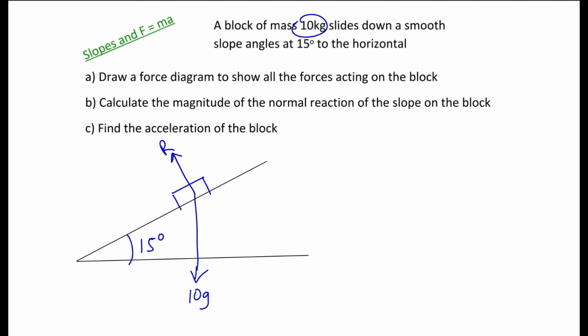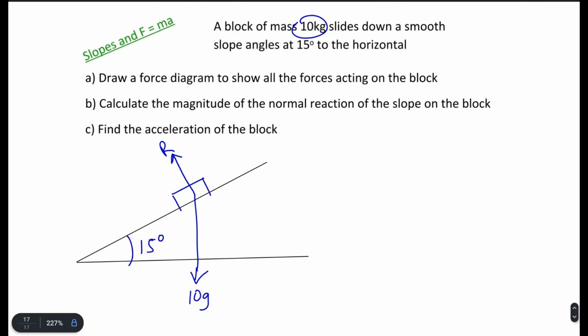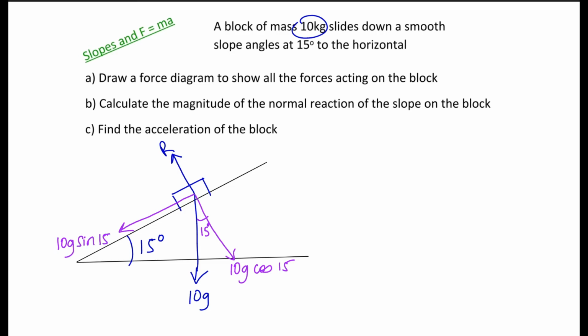So what we want to do here is split these up into its components. So the 10g force can be split up into these two components. There will be a force going parallel to the slope and perpendicular to the slope. We know that this angle here has to be 15 degrees. So this is going to be 10g cos 15, and the other component is going to be 10g sine 15. So we've got our two components. The normal reaction is just going to stay there.